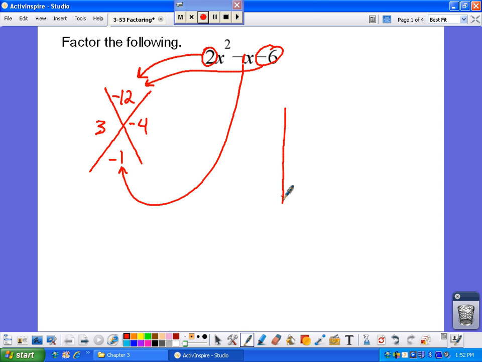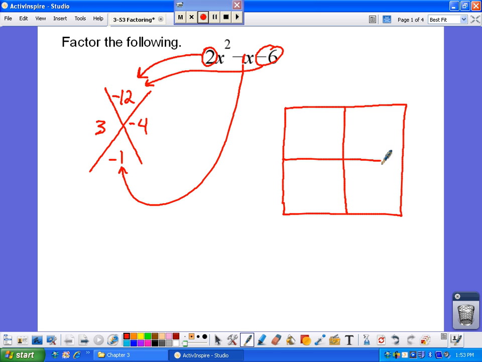Now I'm going to go to my area model. This is called a generic rectangle, the box. In it, I can fill in the areas of each piece. This first piece has an area of 2x squared. The bottom piece has an area of negative 6. The areas of the other two rectangles come from the diamond, the 3 and negative 4, so I'm going to put 3x and negative 4x. There are all the areas. If I had algebra tiles, we could build something like this so we could factor.